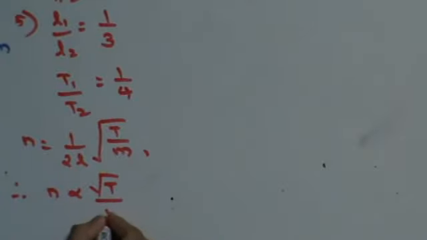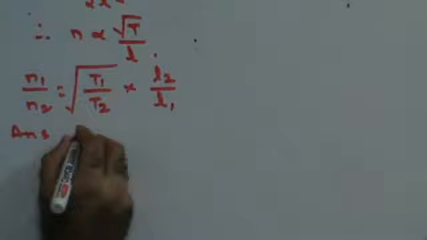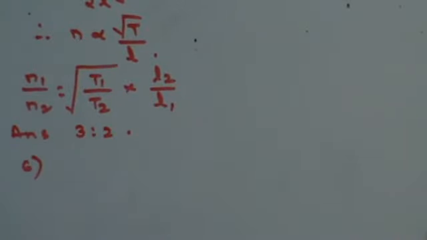Now we know that frequency is 1 upon 2L square root of T by M. Therefore I can say that frequency is directly proportional to square root of T and inversely proportional to the length. Hence I could say that N1 upon N2 is square root of T1 upon T2 into L2 upon L1. You know T1 upon T2, you know L1 upon L2, so you should be able to get the answer for this. The answer for this should be 3:2. Next, take down next one please.